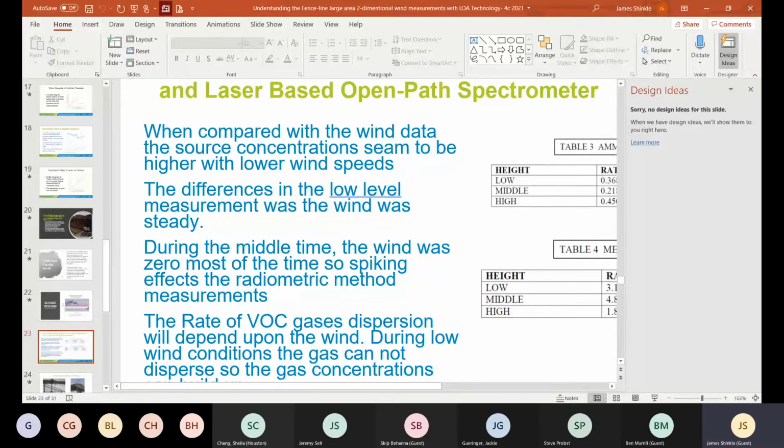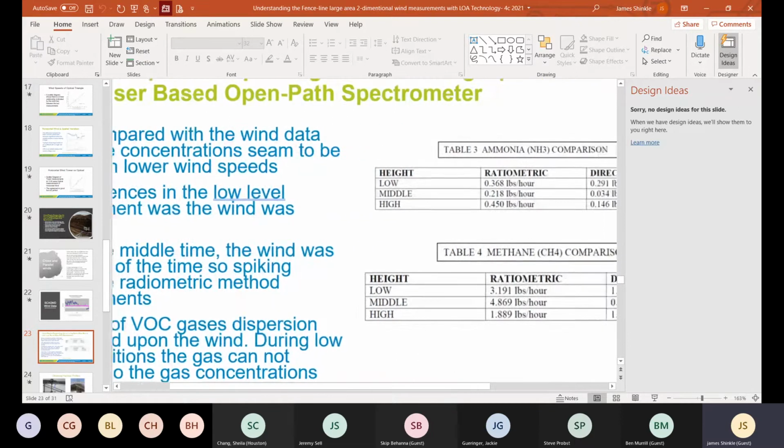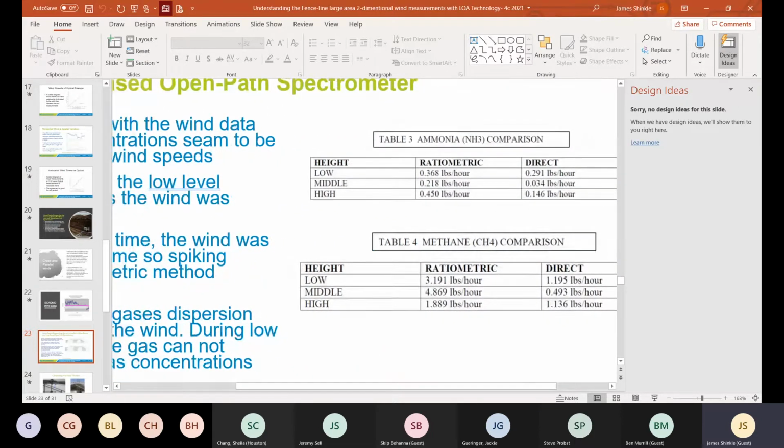When there's no wind, the concentrations were going up, and those differences in the low level measurements were because the wind was steady, right? When there's a steady wind, you have wind that's blowing the concentration of the gases across. When you have no wind, it just sits there. During that middle time, the wind was mostly 0. So you had these spiking effects. If you look at this one right here on the methane, it's a lot higher compared to the direct measurement.